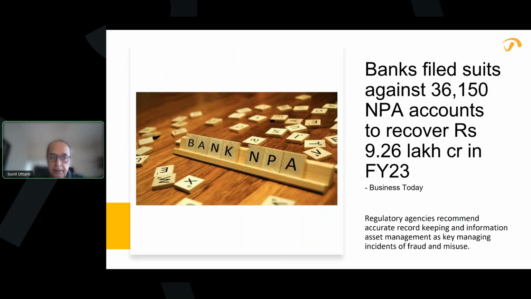Another thing is this is ongoing. This is data of 23, 24, 25. It's the same thing. So banks file suits, and people have to respond. So agencies are suggesting that you keep your records accurately, because you never know when any of these banks or any of the regulators may file a case against you to recover certain things or recover information.